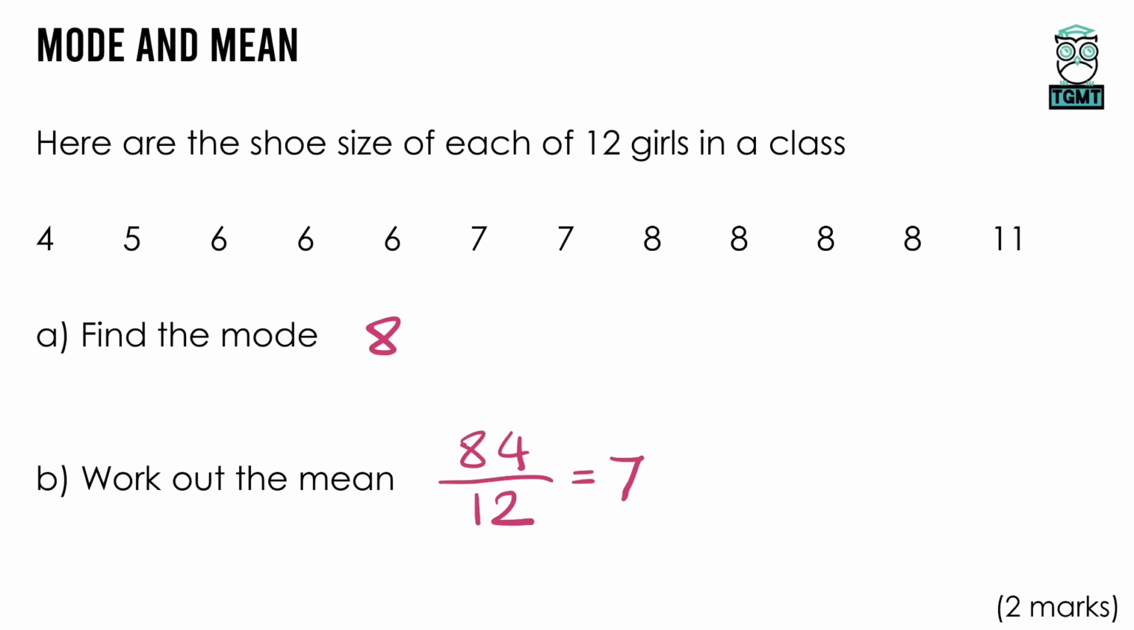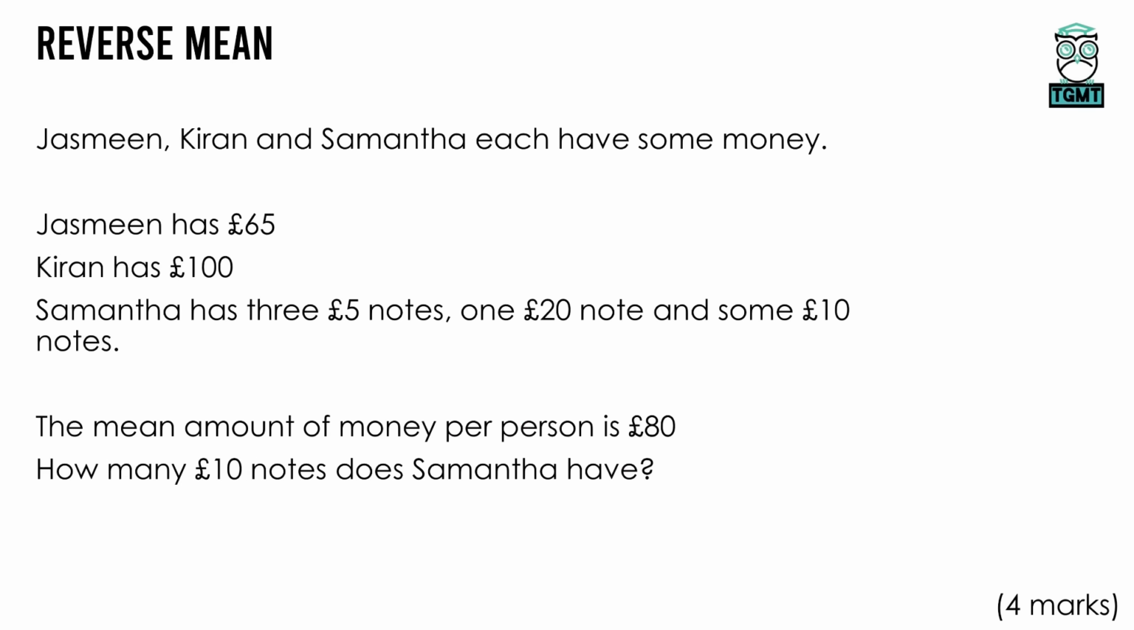Obviously, not always 12, but in this question, there were 12 numbers, so dividing by how many there are. Now, when it comes to reverse mean, it's not always clear and obvious that you're going to be doing reverse mean. There's a lot of information in this question, but it does tell us down the bottom the mean amount of money per person is 80.